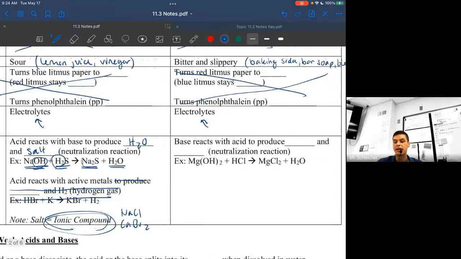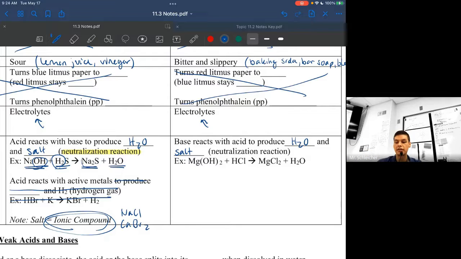A base does the opposite here. A base reacts with acid, well, actually does the exact same thing, but it reacts with acid to produce a water molecule and some salt as well. And whenever an acid or a base reacts in this way, we do call it either an acid-base reaction or a neutralization reaction. So something that we probably learned about at the very beginning of the semester when we talked about types of reactions.